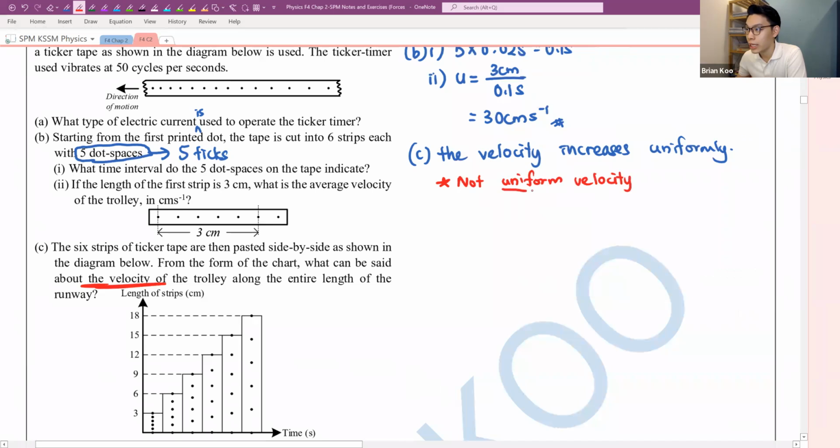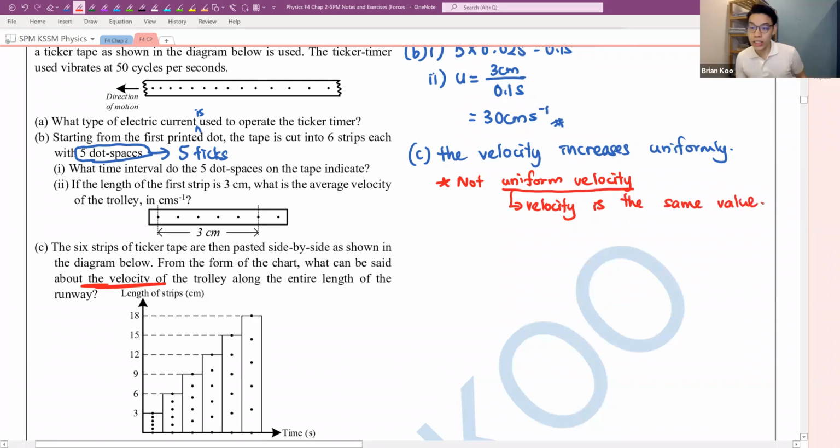Because, I'm going to explain that real quick. Jashan asked me the difference between velocity increases uniformly and uniform velocity. So velocity increases uniformly means the velocity will keep getting bigger and bigger and bigger, increasing. Uniform velocity means what? The velocity is the same value only.